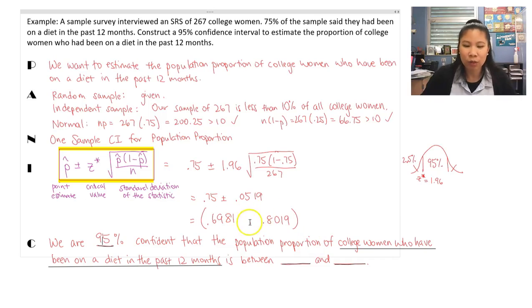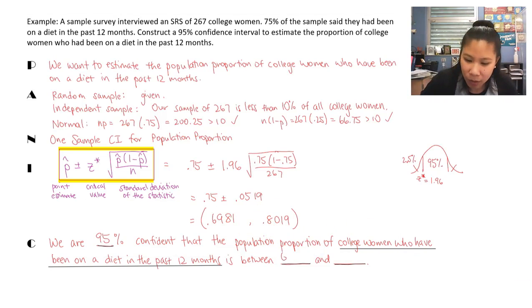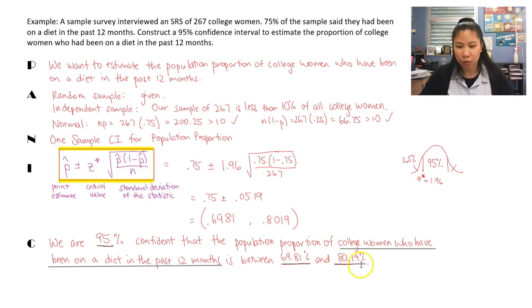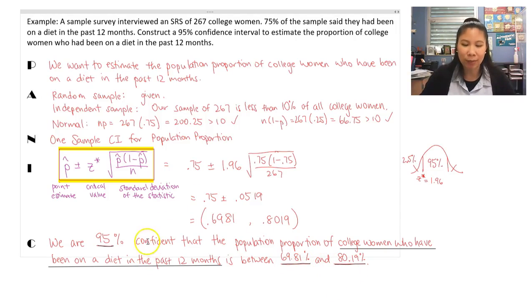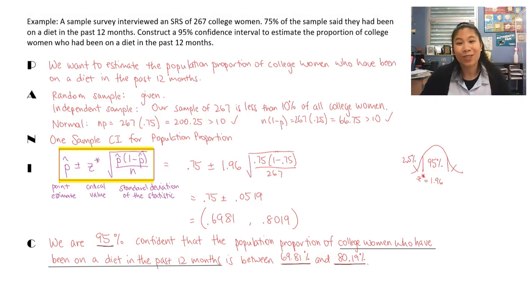So using those numbers, because we were dealing with 75% in the beginning of the problem, we're going to turn these into percentages as well. So 69.81% and 80.19%. So we're basically saying the true proportion, or the population proportion, is somewhere in between these two numbers based off of this sample. Alright, so each time we construct a confidence interval, it's going to look something like this. We want all 5 of those steps included.